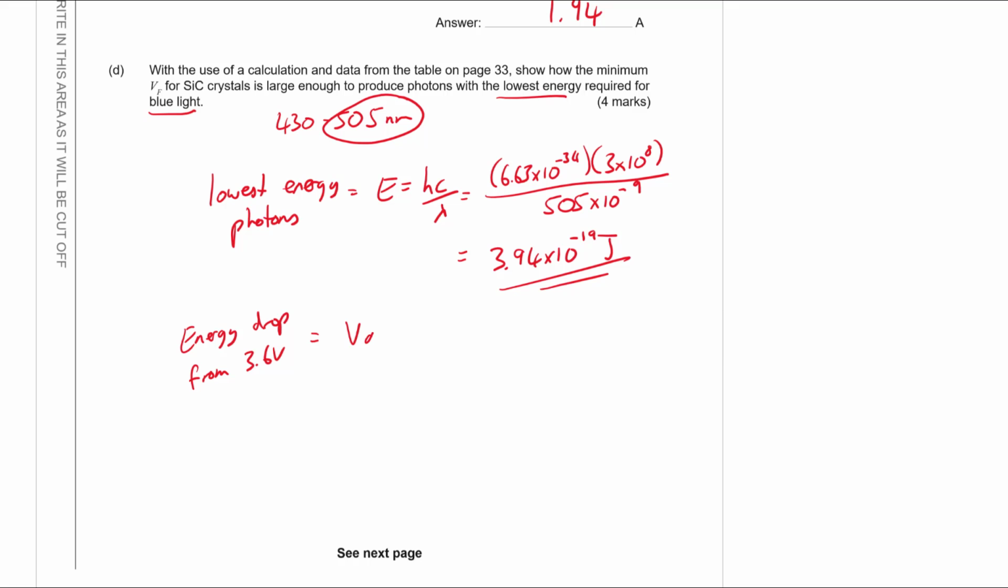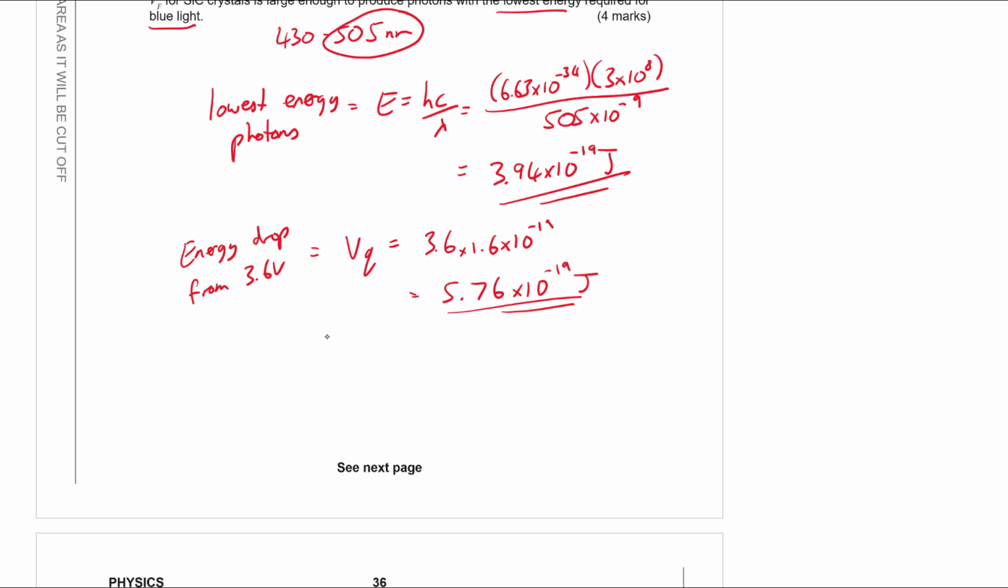So if you have a voltage drop of 3.6 volts, you'd work out the energy that corresponds to, and that's going to be equal to VQ. So that's 3.6 times 1.6 times 10 to the negative 19, and you get 5.76 times 10 to the negative 19 joules. This is the amount of energy that the electron will lose when it drops across 3.6 volts. You can see that this number is greater than the other, which means you will be able to produce this amount of energy. The important thing is to specify that you know this: the 5.76 times 10 to the negative 19 is greater than 3.94 times 10 to the negative 19. So therefore this forward voltage is large enough.